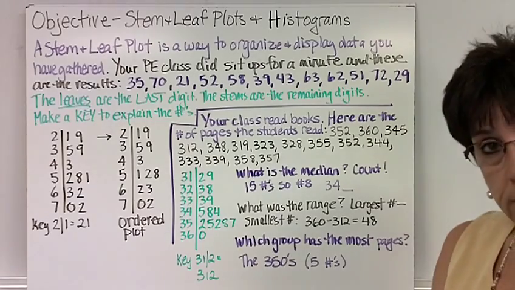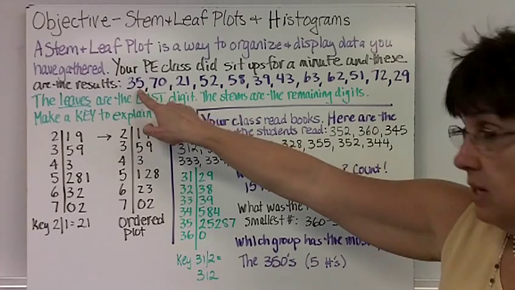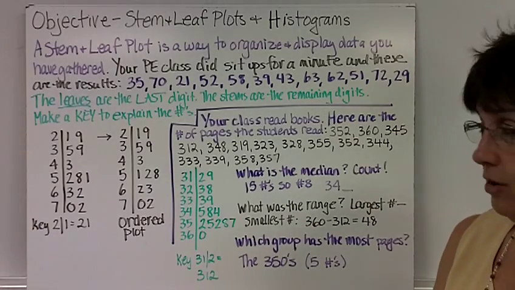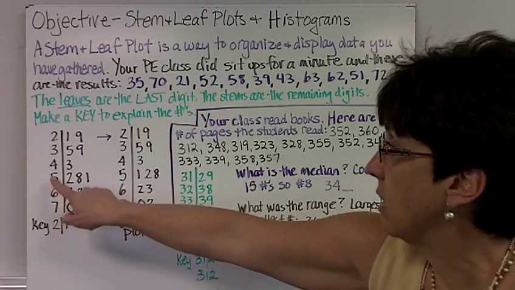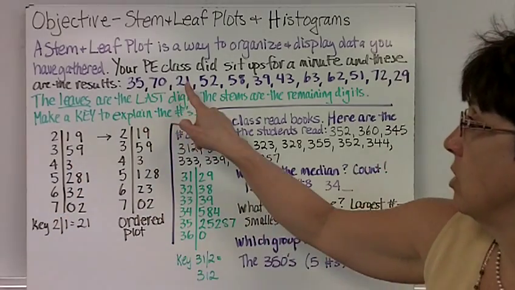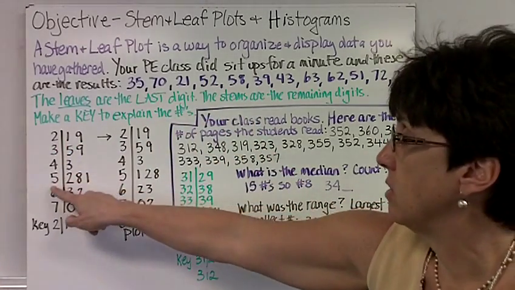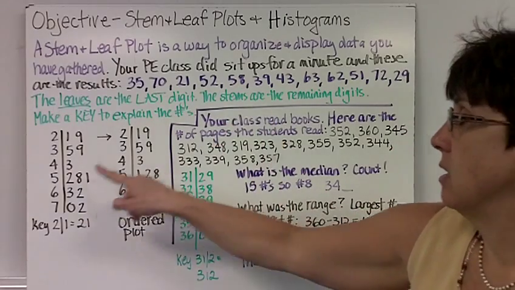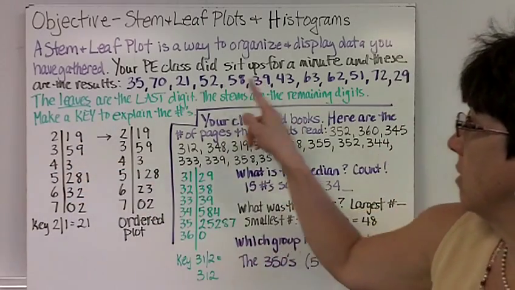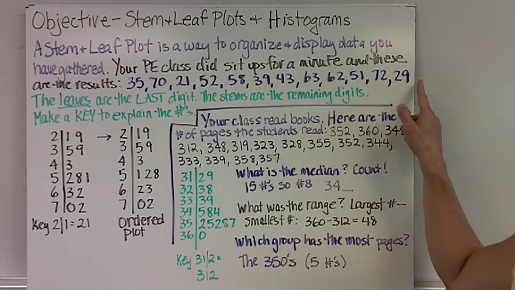Then I look at each number and I write down the 5 next to the 3, the 0 next to the 7, the 1 next to the 2. So 35, I come down to the 3's and I write a 5. 70, I come down to the 7's and I write the 0. 21, I come to the 2's and I write the 1. 52, I went down to the 5's, I wrote the 2. 58, I went to the 5's, I wrote the 8. 39, I went to the 3's, I wrote the 9. 43, I went to the 4's, I write the 3. And I do that for all the rest of them.